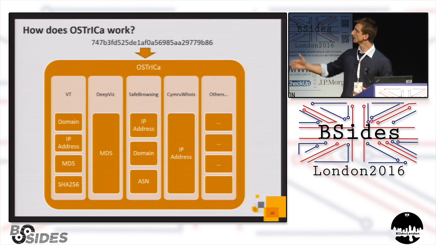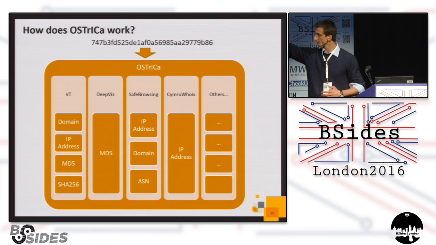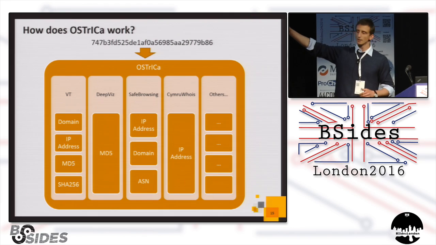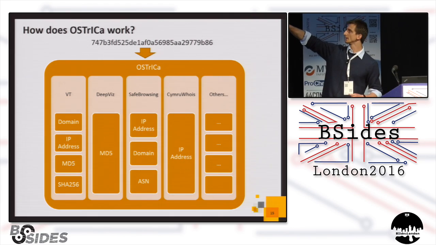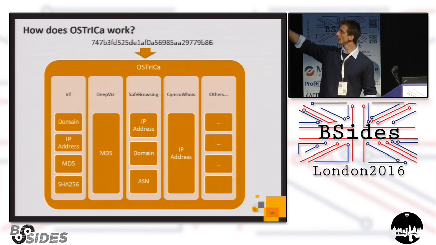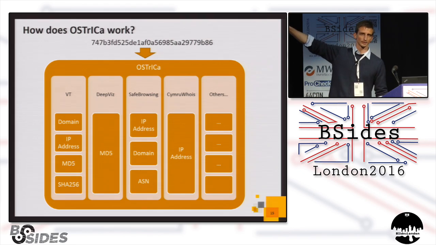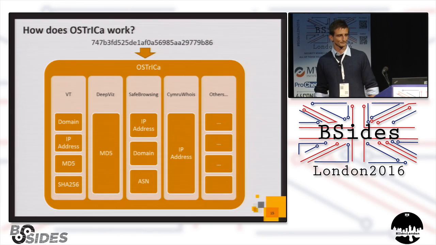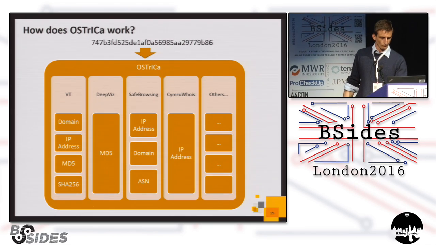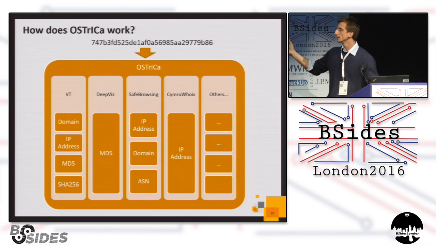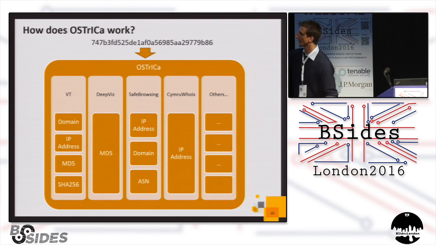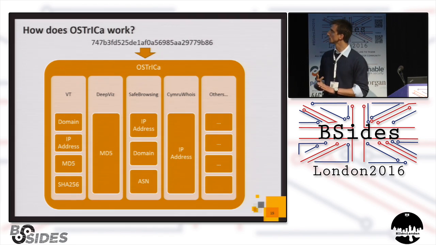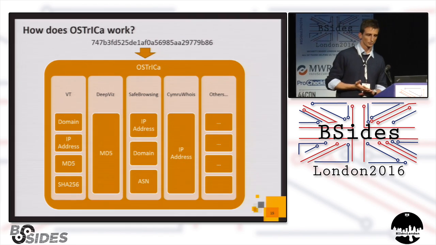For example, in this case, VirusTotal can handle MD5 and SHA-256, and DeepViz can handle MD5. So both of these two plugins will be executed, but Safe Browsing and Whois don't know anything about MD5, so they basically do nothing. So for example, if we have a domain, we give the domain to OSTrICa, and VirusTotal will be executed, DeepViz will not. Safe Browsing will be executed, and Whois will not be executed.